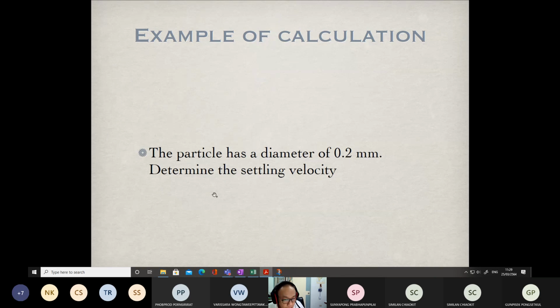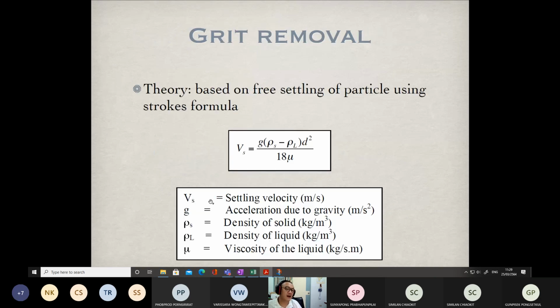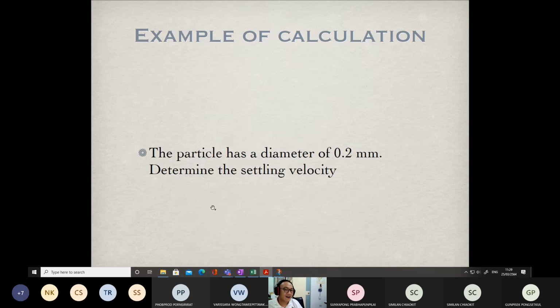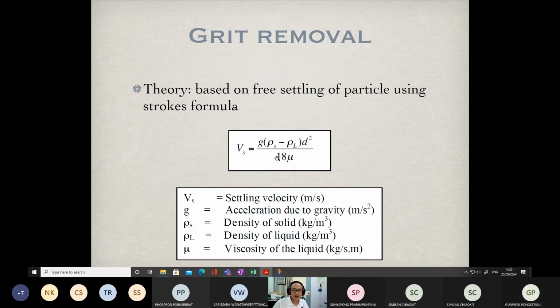As I told you in the beginning, for the grit chamber, we decided to remove the particles with size larger than 0.2 millimeters. So if you are asked to design the grit chamber for a diameter of 0.2 millimeters, can you find out the settling velocity?